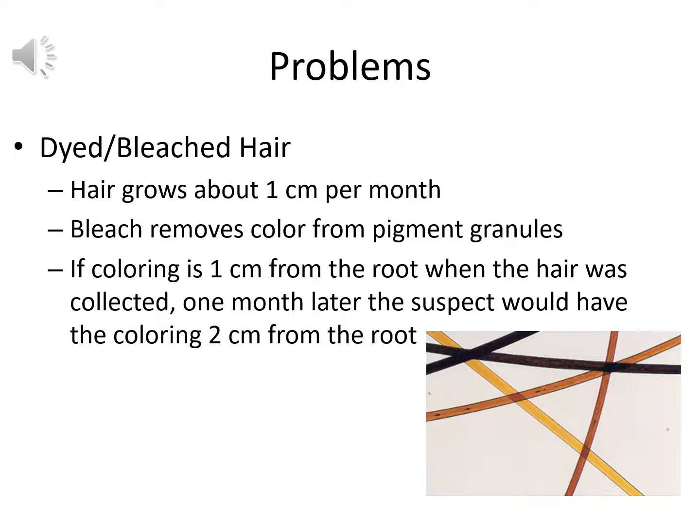If the coloring's 1 centimeter from the root when the hair was collected, then that means 1 month has elapsed, right? If we're looking at an average of 1 centimeter per month growth, then 1 centimeter would mean that a month has passed. If it's another month later, then the coloring would be 2 centimeters from the root because another centimeter of new hair has grown.